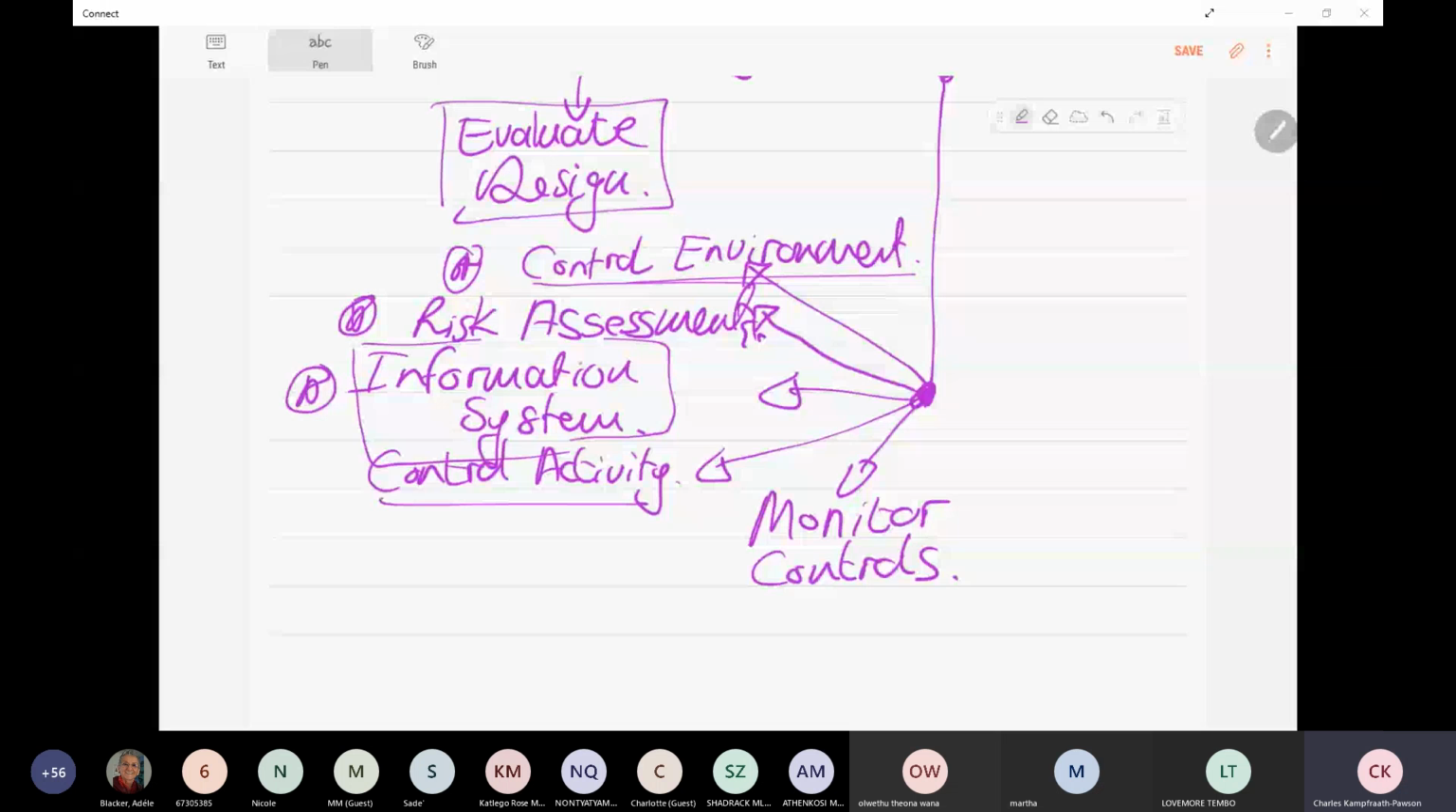What would you guys say is an accounting system? What is the importance of an accounting system? Anyone? Does no one know? That is very troublesome. Lovemore?